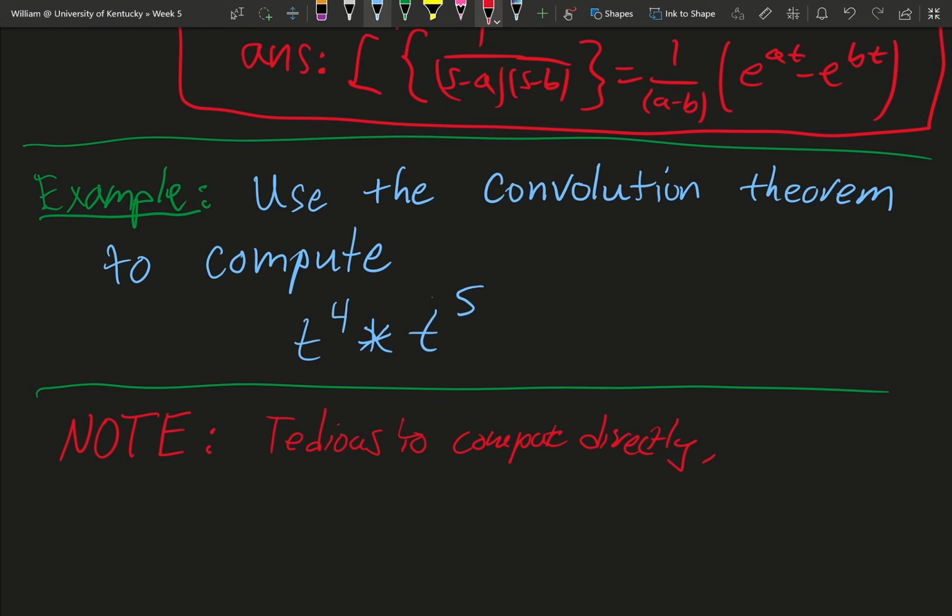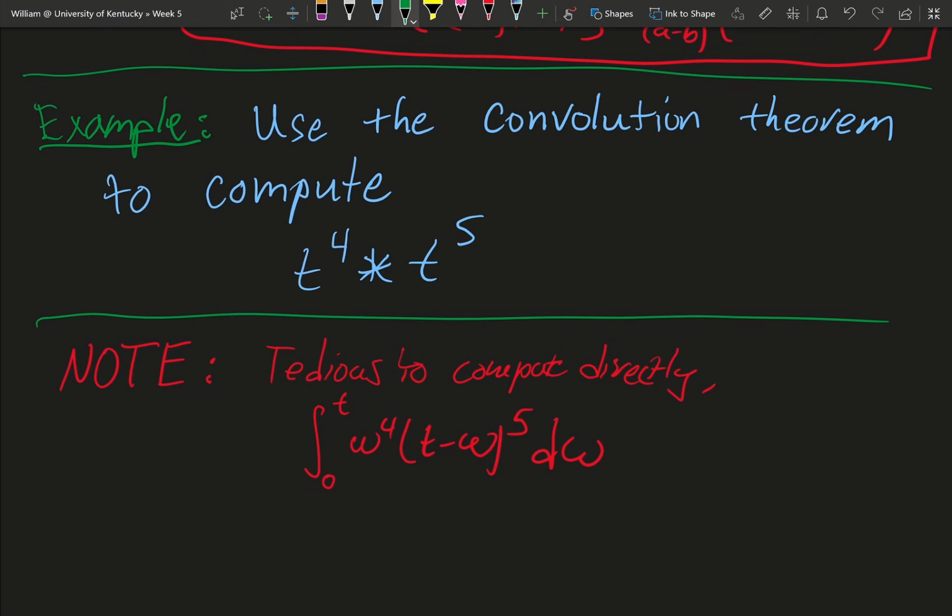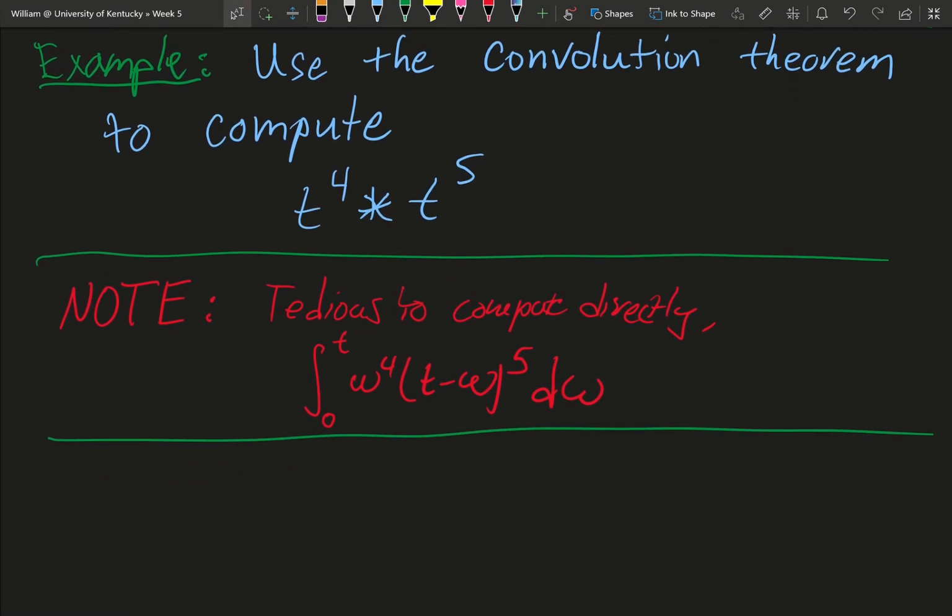Right, straight from the definition, we have the integral from 0 to t of w to the 4th power times (t minus w) to the 5th power dw. So we would have to expand a 5th power. We could switch the order, but then we're still expanding a 4th power. So it's a lot of work. However, if we use the convolution theorem, we know what the Laplace transform is going to be.